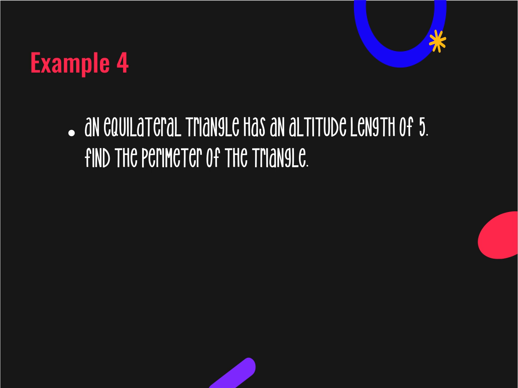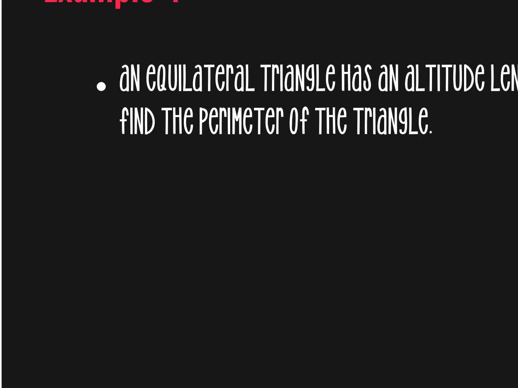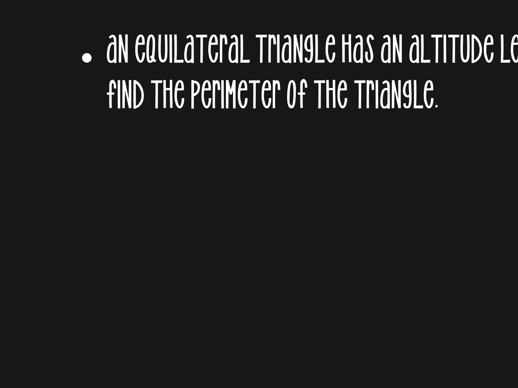Example number 4: an equilateral triangle has an altitude length of 5. Find the perimeter of the triangle. So what does equilateral mean? All sides are equal, so I'm going to go ahead and draw my equilateral triangle. All my sides in my triangle are congruent, and my altitude is that 90-degree angle right there.